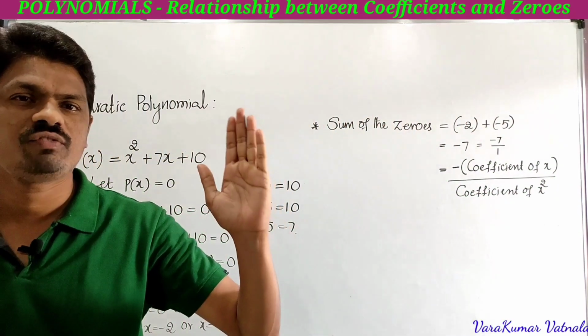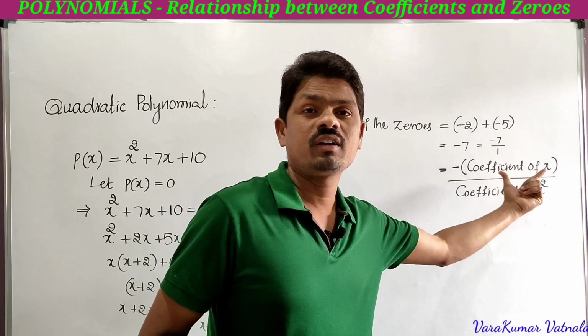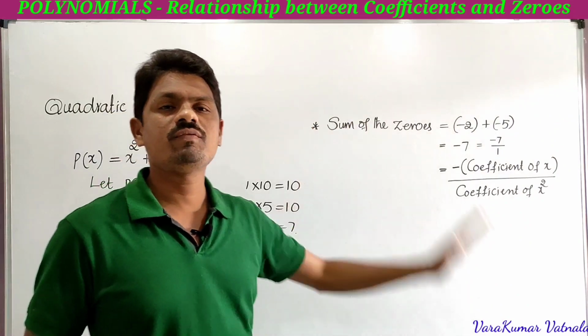So here we can relate the sum of the zeros. Sum of the zeros of a quadratic polynomial is equal to minus of coefficient of x divided by coefficient of x square.